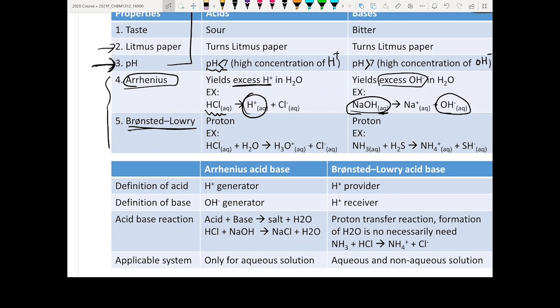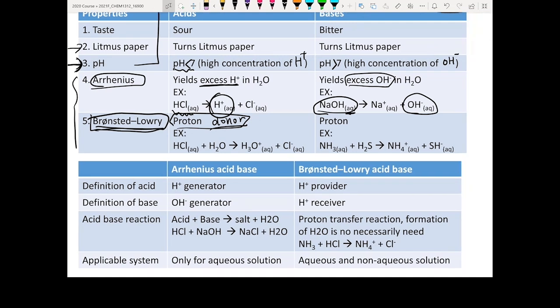That's why we have the Brønsted-Lowry theory. He defined the acid as a proton donor. That means it's going to give out a proton to some other partner, and we call that species an acid. In contrast, the base is the proton receiver, or the proton acceptor. So the species that accepts the proton is defined as a base.